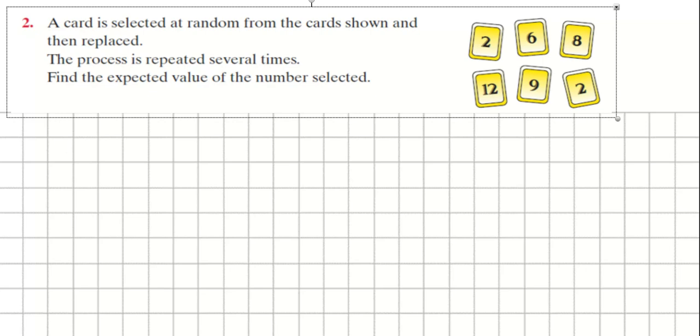The card shown and then replaced. The process is repeated several times. Find the expected value of the number selected. So what would be your average if you were to do this all the time?